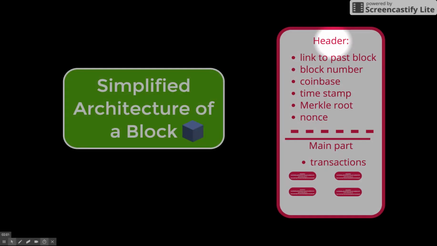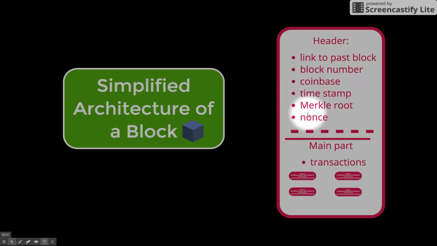If you've ever written a software program, you know that usually software programs start with some form of header, which explains what the piece of code is doing. So the first, and this is a very crucial component, there is a link to a past block. Then there is a number for the block. There's something called a Coinbase. It's basically a reward that is being awarded to the person who created this block. There's a timestamp that says when did this happen? There's some object which is referred to as a Merkle root, and there's something called a nonce.